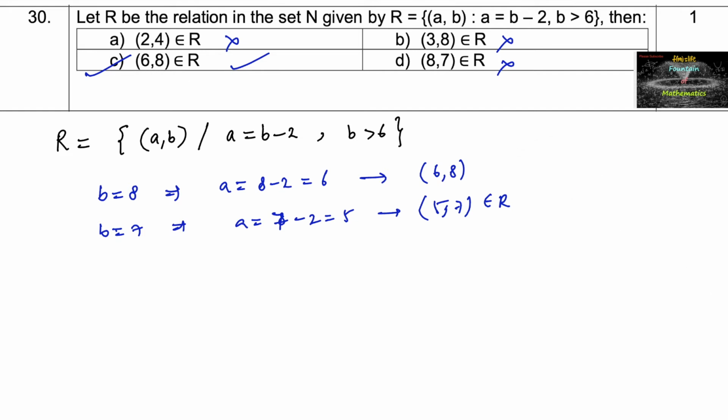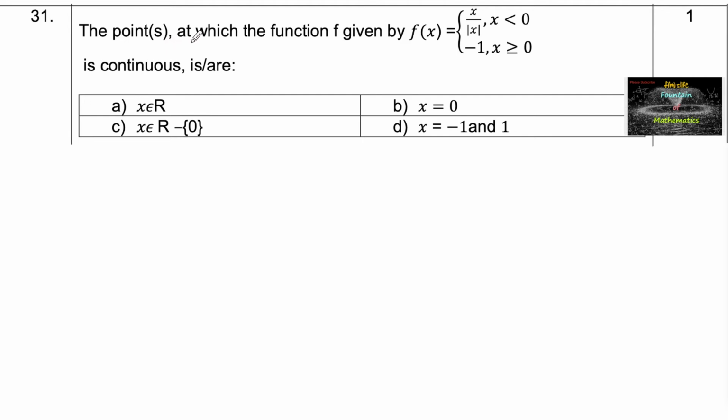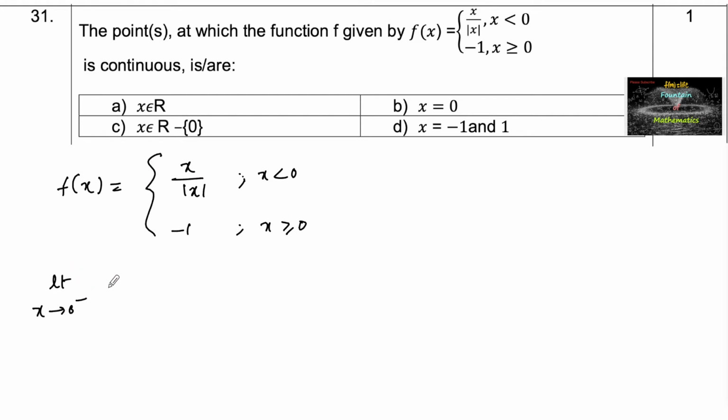The point or points at which the function f given by f of x is equal to x upon mod x when x is negative, and minus 1 when x is greater than or equal to 0, is continuous. So let us check. Since f of x is equal to x upon mod x for x negative and minus 1 when x is greater than or equal to 0, consider the limit as x tends to 0 minus, that is the left limit at x is equal to 0.